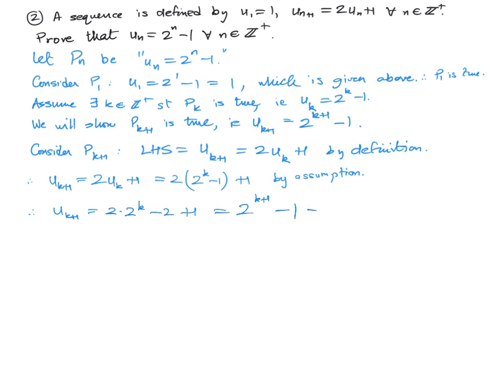And that, of course, is equal to the RHS of the statement we were trying to prove. In other words, this statement. So that was the LHS, that was the RHS. And so we've now proved that P sub k plus 1 is true. Therefore, P sub k plus 1 is true.